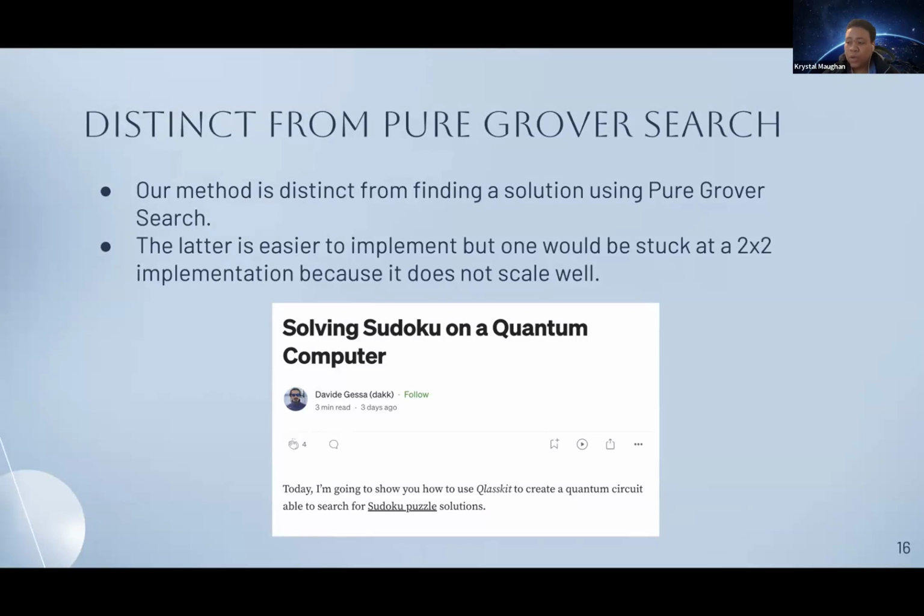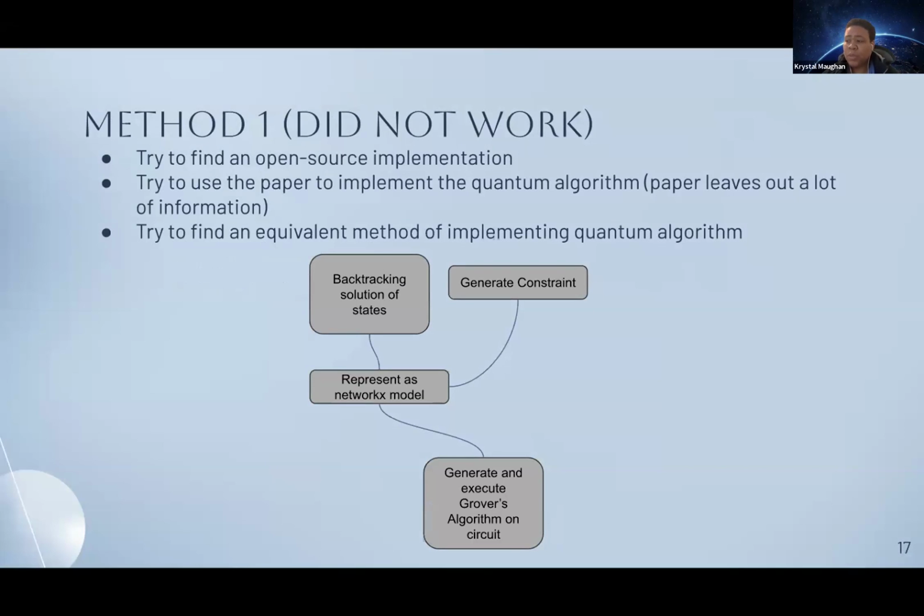So the method that we were looking at uses an optimized specific marked vertex and quantum speedup that should get us better performance. So we should be able to get a little bit better than that 2x2 performance. Initially, we tried to find an open source implementation associated with the paper as a starting point, but we couldn't find any. And using the paper to implement the quantum algorithm proved to be tricky because the paper leaves out a lot of information needed to do this. So we tried to find an equivalent method for implementing the quantum algorithm. And this is where we spent the bulk of our time.